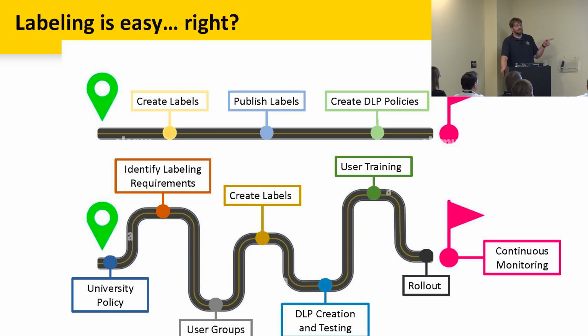So labeling as a concept is pretty straightforward. You create them, you publish them. If you want a DLP policy, you make that. Everyone in this room could have labels assigned to every single one of their users by the end of the day. It's really not that bad for the basics. The hard part is everything else you have to do. Unfortunately, you have to let people know that you're doing this. They have to know how to do it. And then it's good to have some kind of a policy that says that you have to.